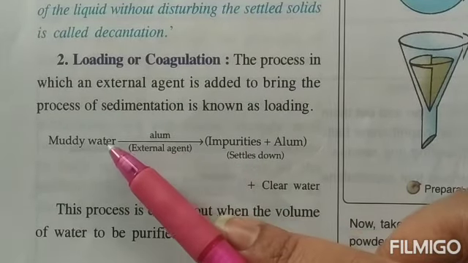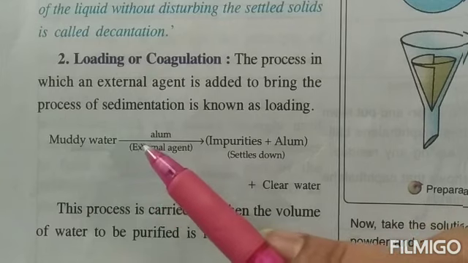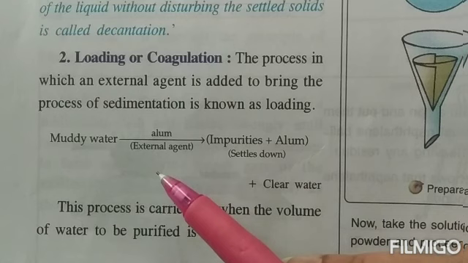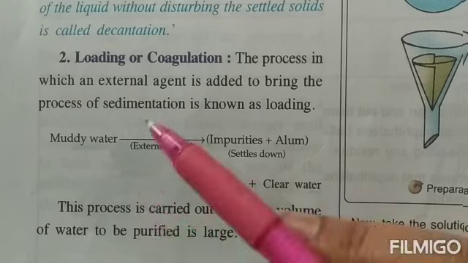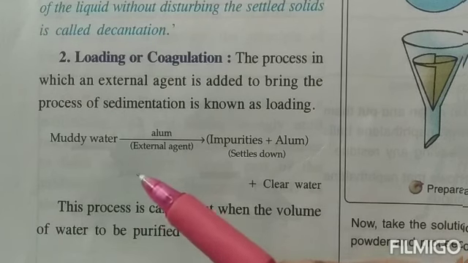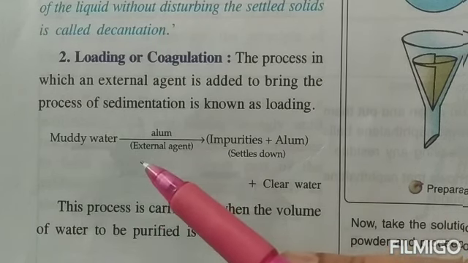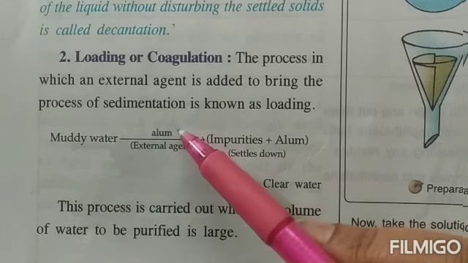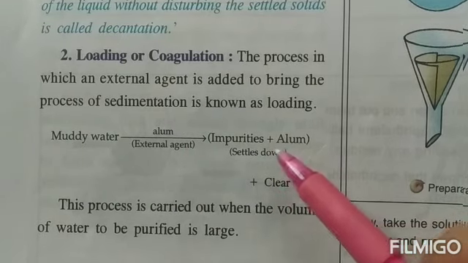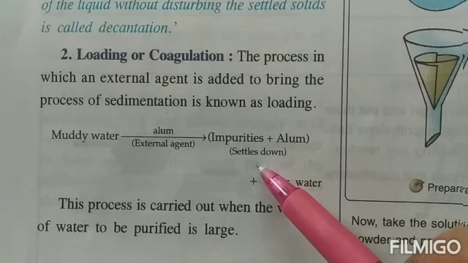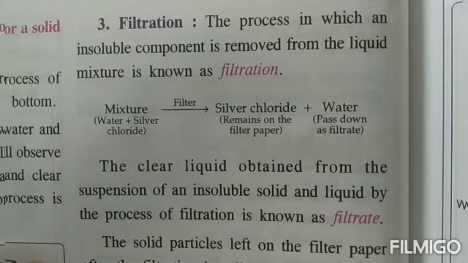See, if we take alum, tie it with a thread, and move it slowly in a glass of muddy water, children, you will see the sediments start settling down faster. The speed at which the sedimentation is taking place will speed up. Why? Because we have added an external agent, that is alum. So the impurities and the alum settle down. So this method of sedimentation with the help of an external agent is known as loading.